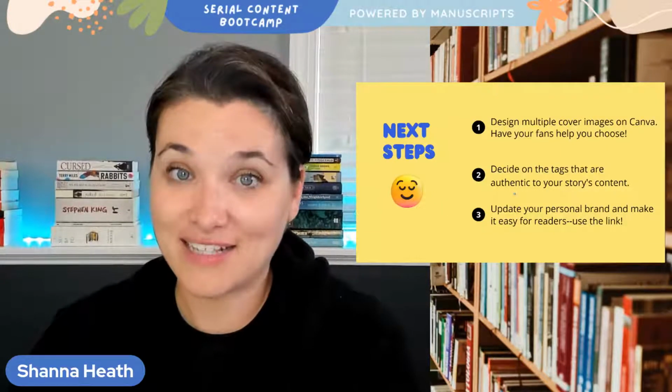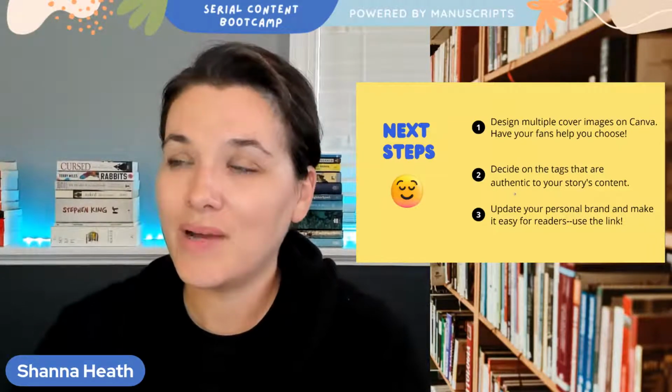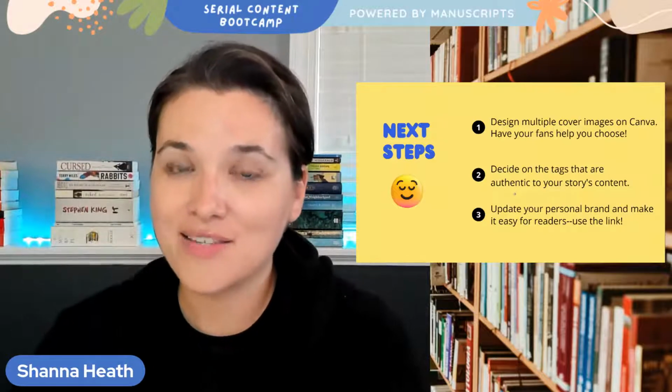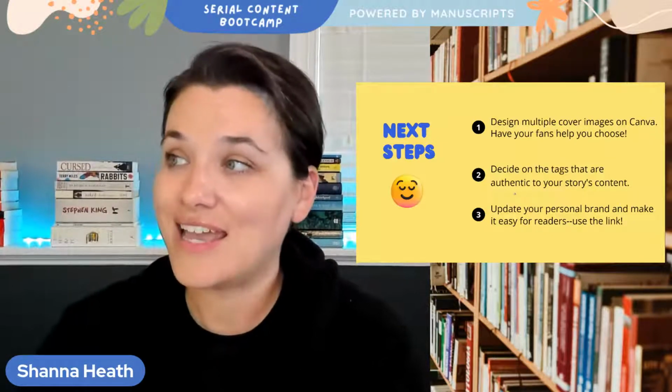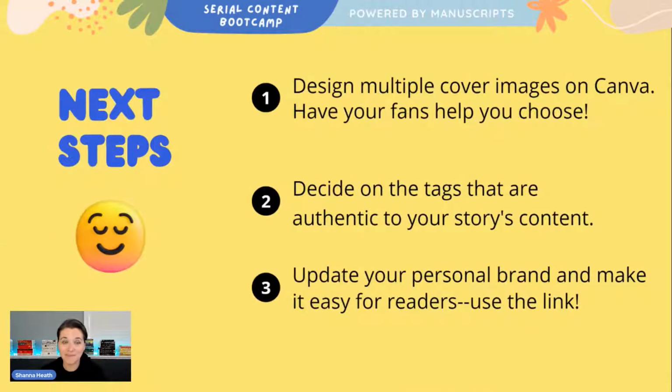So let's talk about next steps, and then we'll take some questions. What I'd like for you to do to prepare, to promote, and launch your story is, number 1, design multiple cover images on Canva. Have your fans help you choose. Have some fun with it. See what works the best. Number 2, decide on the tags that are authentic to your story's content. And number 3, update your personal brand and make it easy for readers. Use the link.